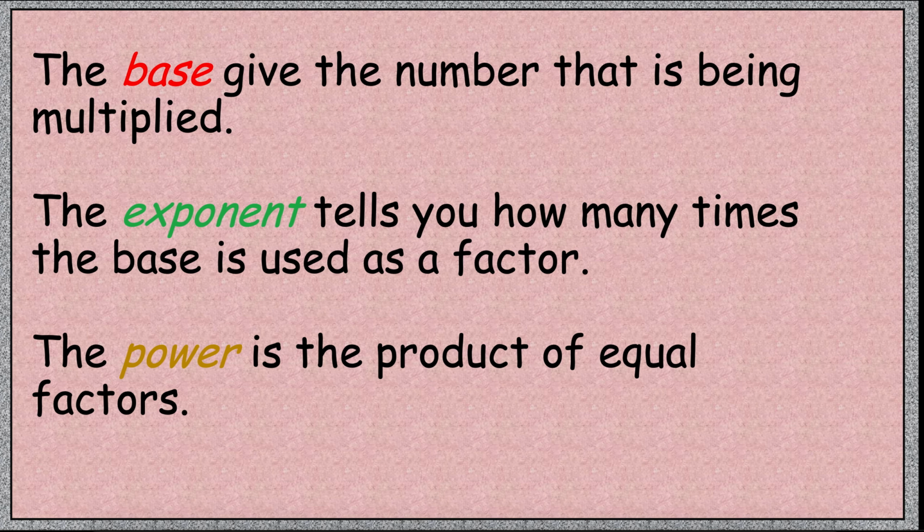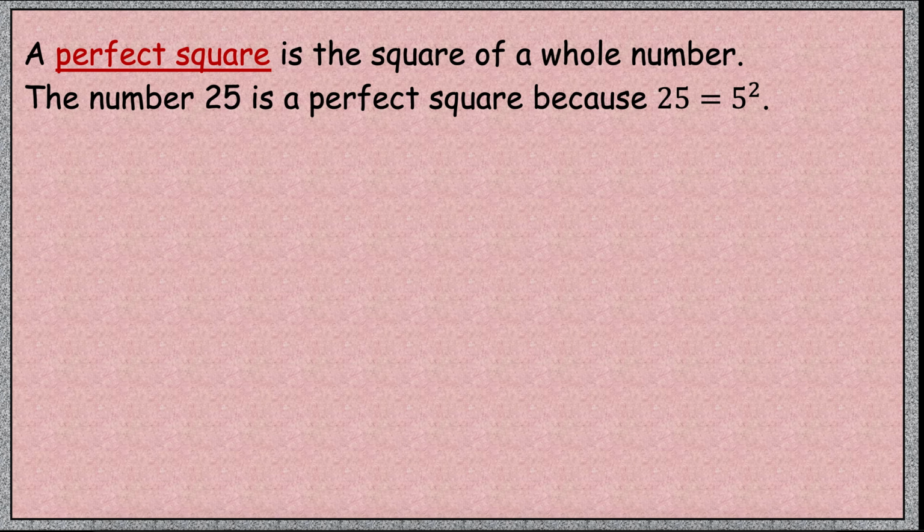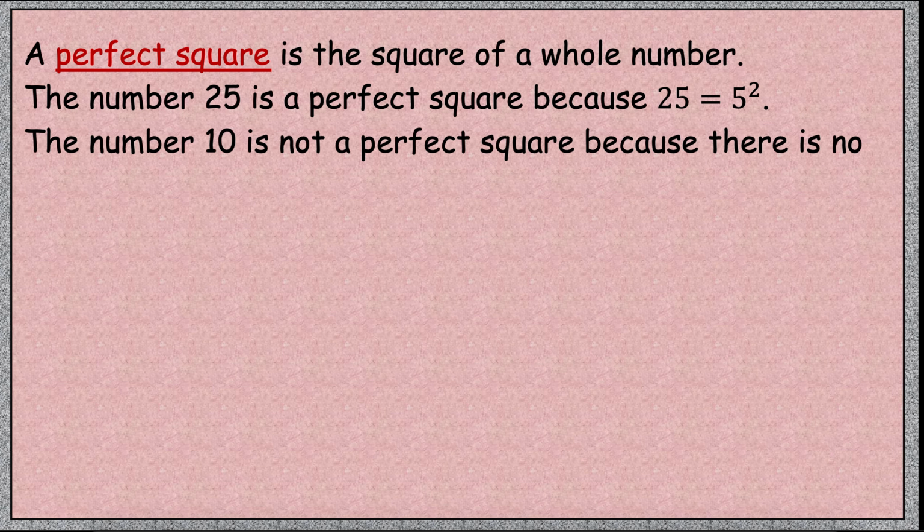The base gives the number that is being multiplied. The exponent tells you how many times the base is used as a factor. The power is the product of equal factors. A perfect square is the square of a whole number. The number 25 is a perfect square because 25 is 5 squared.